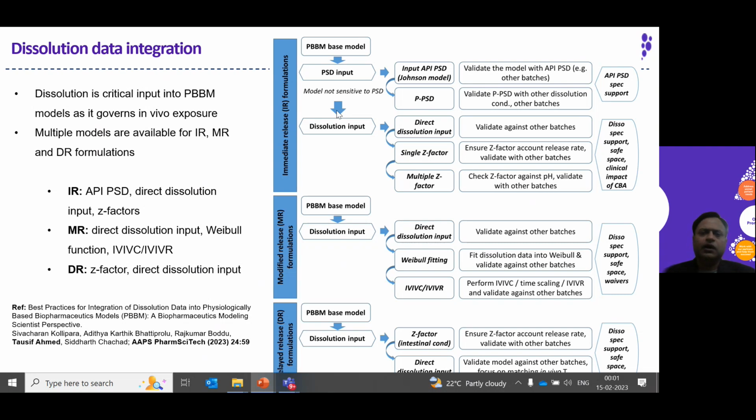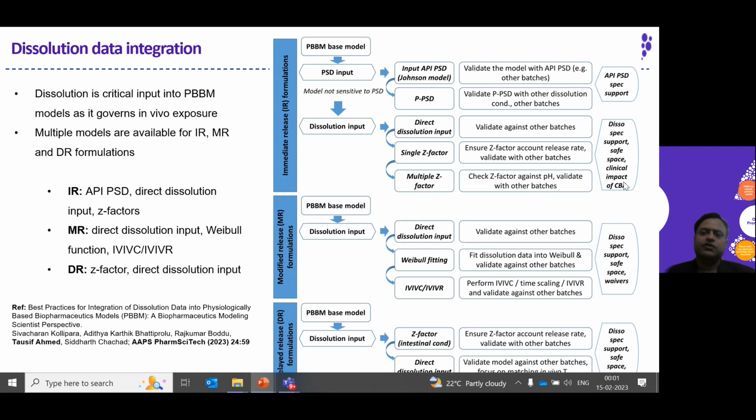In terms of the immediate release dosage forms, we can use the particle size input from the API PSD. We can use the Johnson model. If the model is not sensitive, we could also use the dissolution input as direct. And alternatively, we could also use the PPSD approach, which I'm going to talk about in a little bit more detail in the subsequent slide. We could use the Z factor. We can use a single Z factor, or we could use multiple Z factors, and we could also generate the Z factor versus pH profiles, and we can validate other batches.